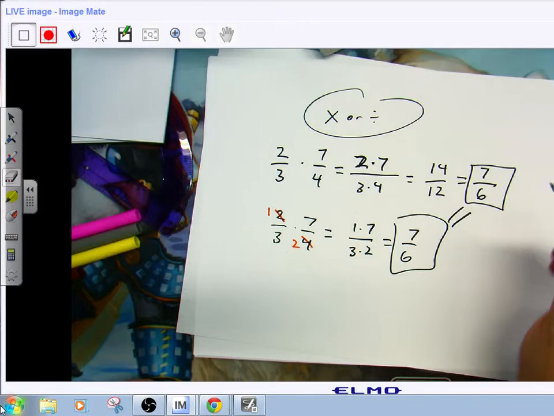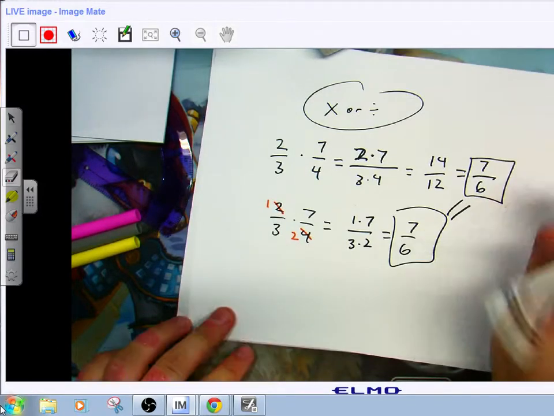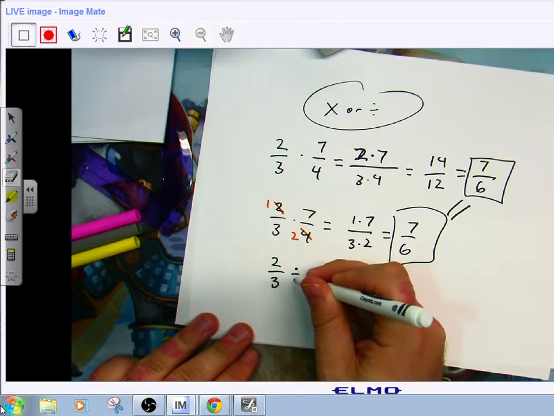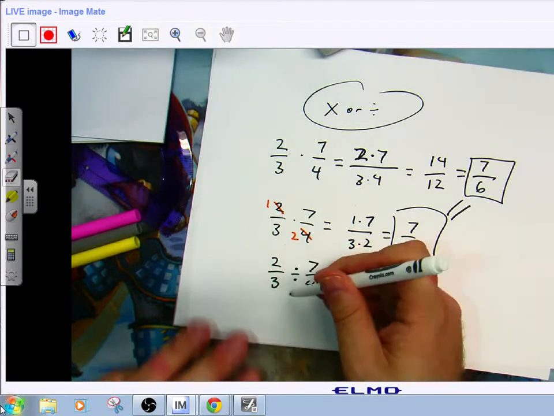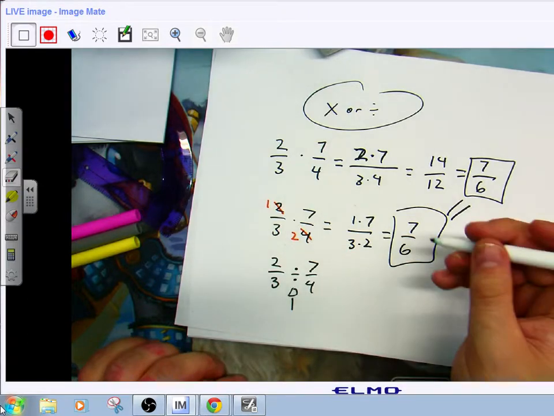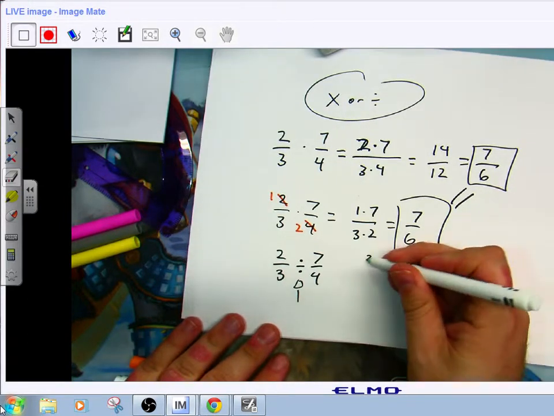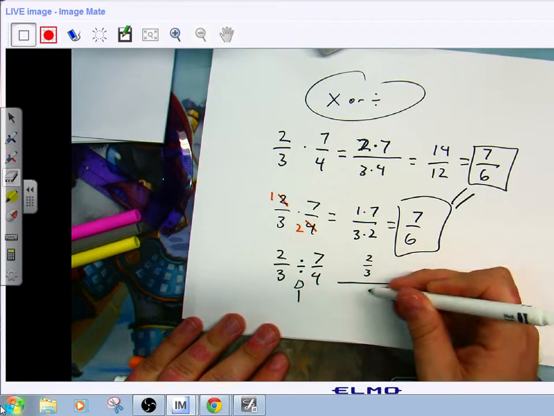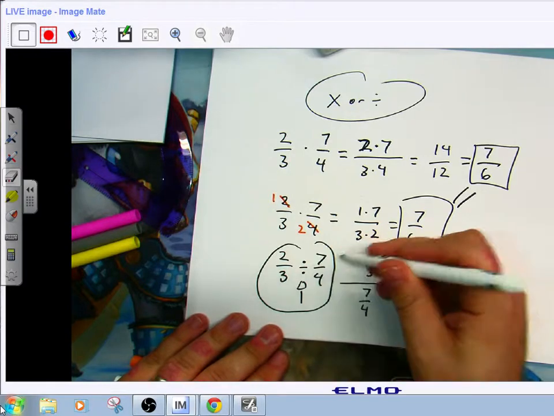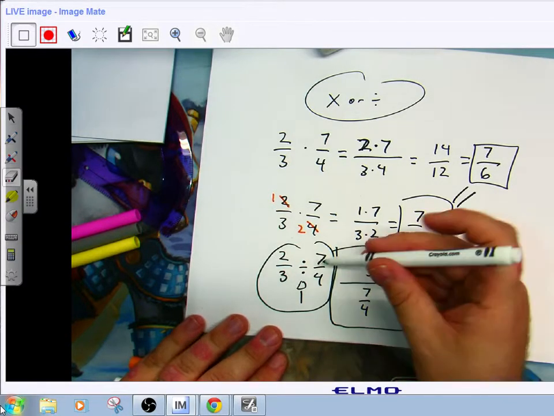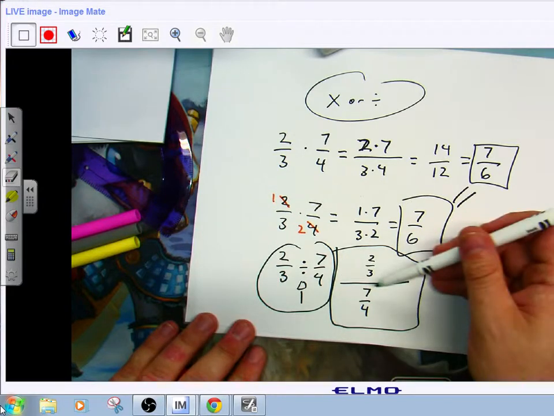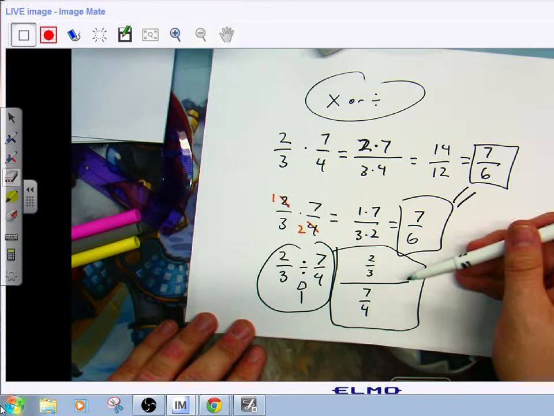All right? Now, let's imagine something else. Let's imagine instead I had 2/3 divided by 7/4. Now, we don't use this symbol very much in algebra. The way that you would actually see this in practice is you would see 2/3 over 7/4. Do you see how this is the same thing as this? These are the exact same thing. It's communicating the exact same information. We're just more likely in algebra to see it like this.